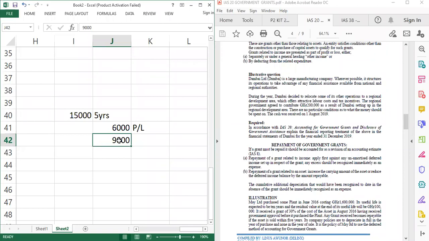What portion of the grant is still in the carrying value, or what portion of the grant was subtracted from the carrying value? It is 9,000, which is the remaining portion of the grant for 3 years. The 6,000 has already been depreciated and sent to profit or loss as income. You go and reverse it as expense. So basically, this is what we do about the grant.